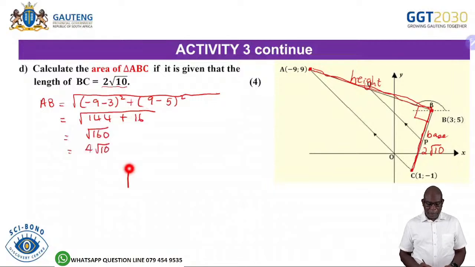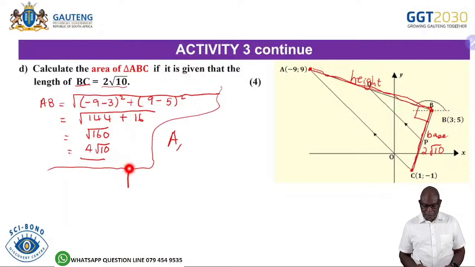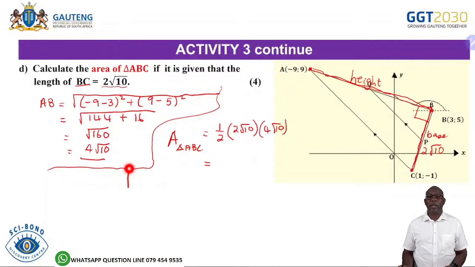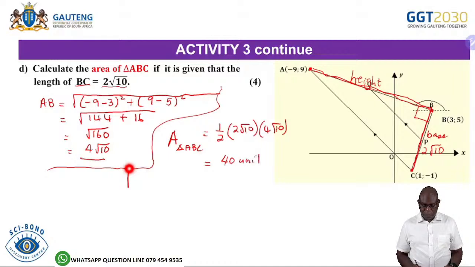right? Now after I've done this, I know the other length is this, then I can use the formula for the area, and I can say the area of triangle ABC will be equal to half of the base, which is 2 root 10, multiplied by 4 root 10, and then the answer is quite easy. I can use a calculator, but I don't need to. So half of 2 is 1, then we're left with root 10 times root 10, it's 10. 10 times 4, it's 40 square units. Right? Because it's area, so it's square units. So the area of the whole triangle that we're having here is nothing else but 40 square units.